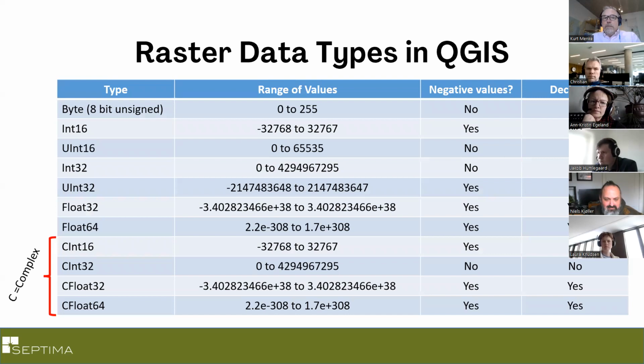Then you can combine these and you end up with a whole series of raster data types that QGIS can read. These are divided by their bit length. An 8-bit raster can hold 256 values. They'll range from 0 to 255 for an 8-bit unsigned, with no negative values and no decimals.